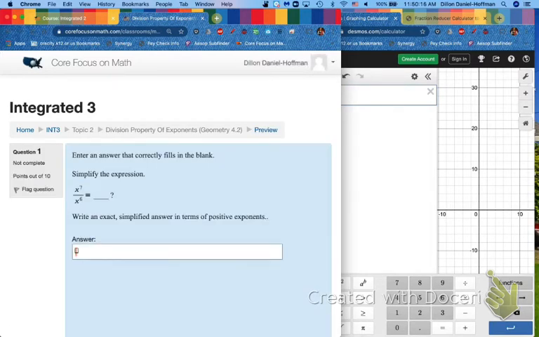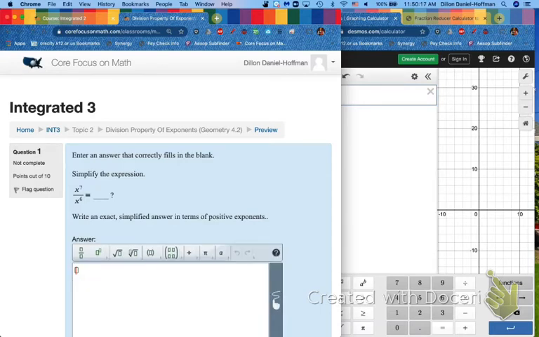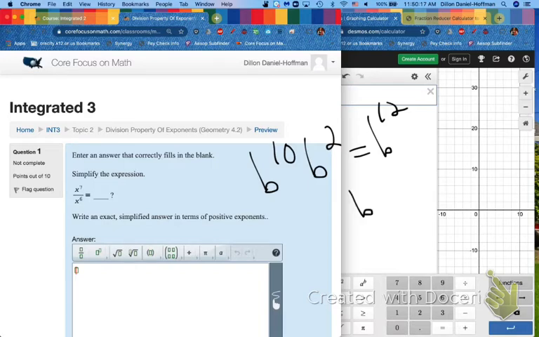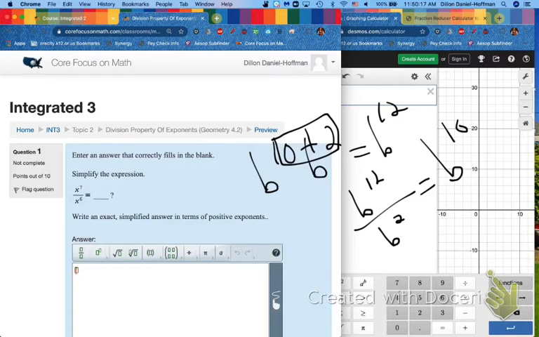Okay, we learned last time in multiplication property of exponents that if I have b to the 10th times b to the 2nd, that's the same thing as b to the 12th. Well, logically then, if I went backwards and had b to the 12th divided by b to the 2nd, instead of adding our exponents like we did with multiplication property of exponents, it would make sense to subtract our exponents here.